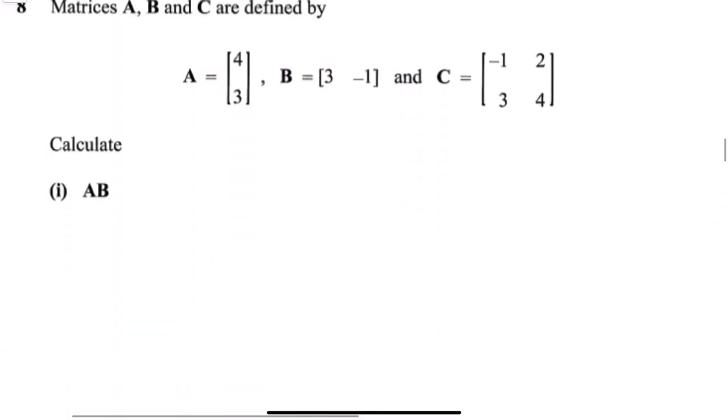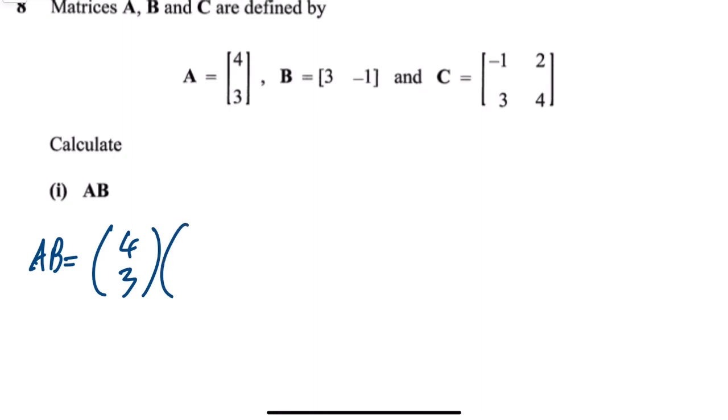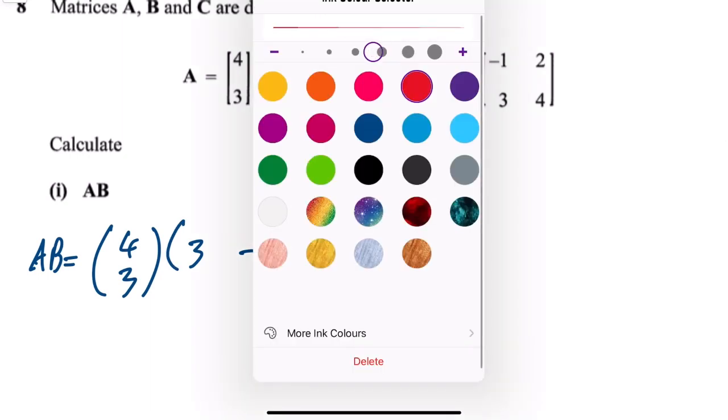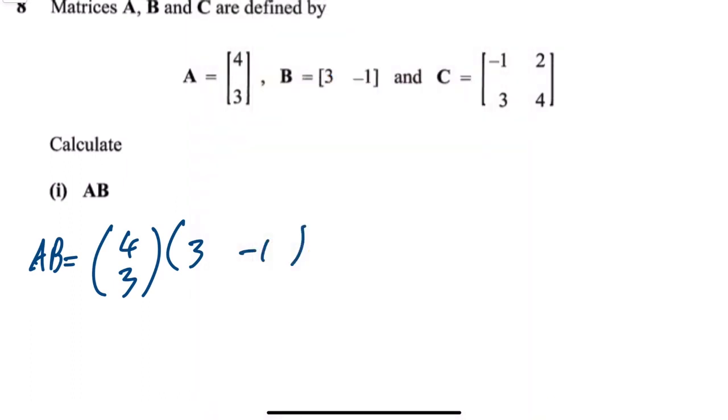Okay, next question, question 8. It says for us to calculate AB. So let's just write that down. AB then is equal to 4, 3 times 3, minus 1. So 4, 3 times 3, minus 1. Now again, this is a bit of an odd one. This is a 2 by 1 by a 1 by 2. So the two inside numbers of the order line up, so they're compatible, and then the outside numbers give the order.